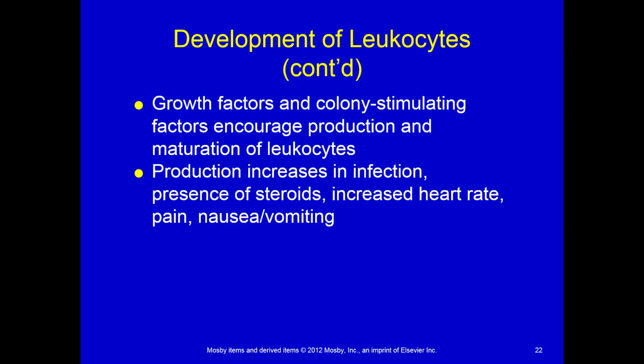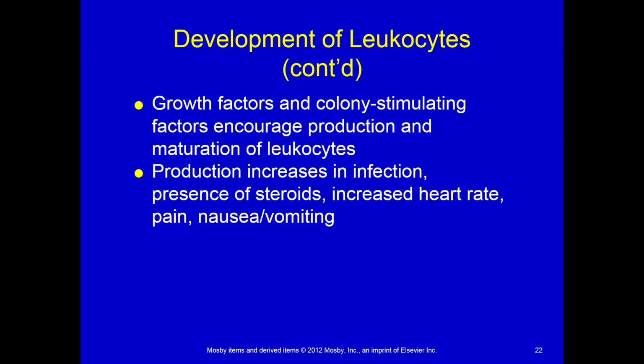And then the next things that I have here on the screen, like increased heart rate, pain, nausea, and vomiting as a cause of development of leukocytes, I'm going to amend that and really say that oftentimes these are clinical manifestations. They're symptoms of some of these things like infection. And so that's why you oftentimes will see leukocytosis, so increased white blood cell count, when you see things like increased heart rate, pain, nausea, and vomiting, because they're oftentimes going hand in hand with some type of infection, which will then increase the white blood cells.